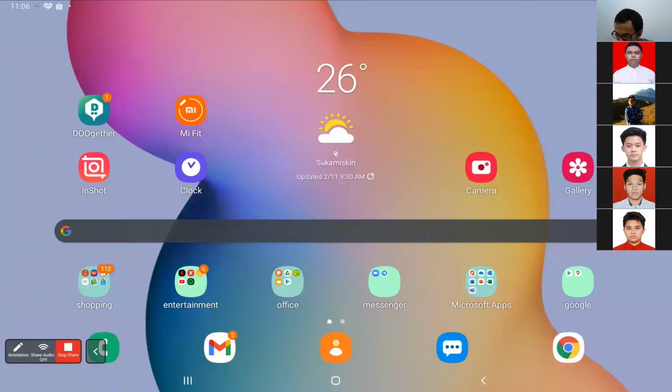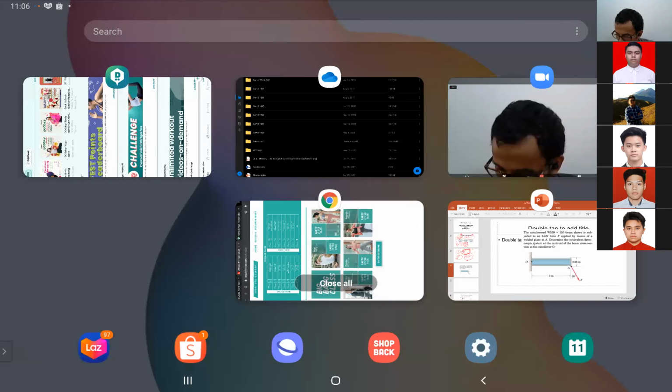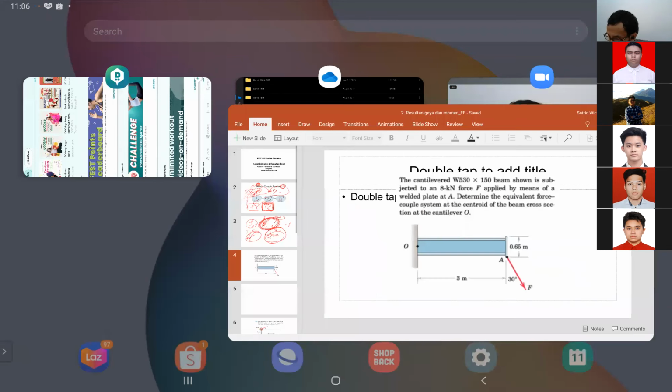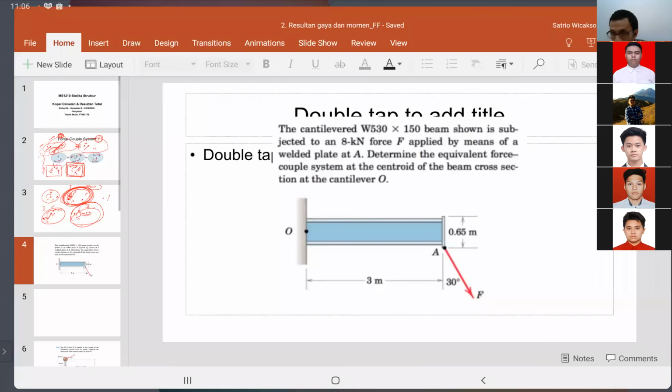Okay, delete. Yeah. Okay. Then now I can share again. Share screen. Start now. Sorry for the delay, okay? Because I'm not used to this tablet mode. I'm still waiting for the new battery to come.